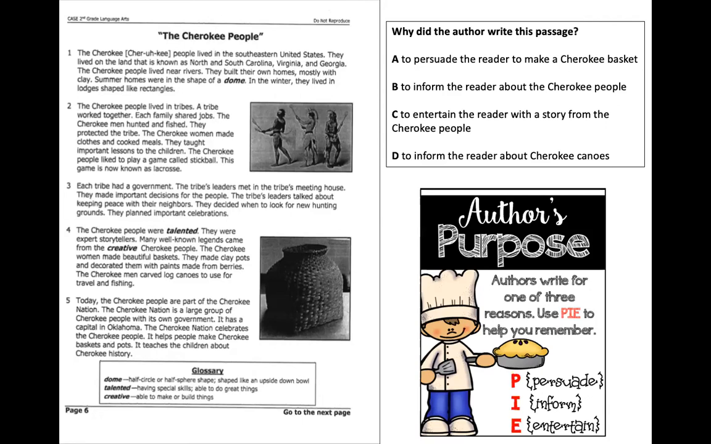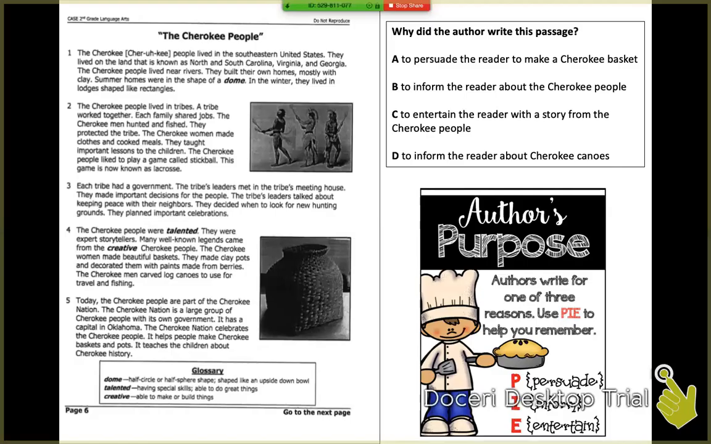All right, so question number 1 is asking us, why did the author write this passage? Okay, we've got our little chart down there at the bottom with our PIE acronym. So let's look at our choices. Choice A says to persuade the reader to make a Cherokee basket. Okay, now the word that sticks out to me from this choice is persuade. Persuade, again, remember, means that we're trying to convince or talk someone into doing something.